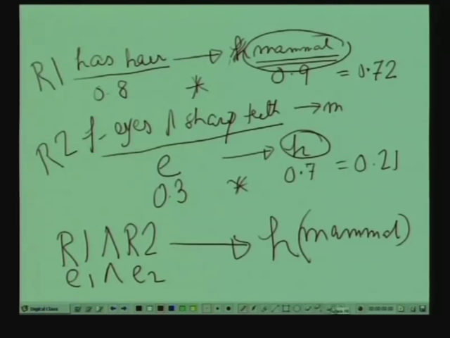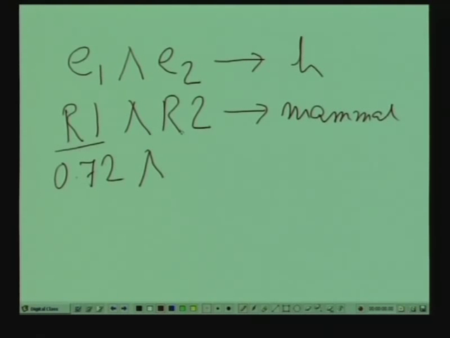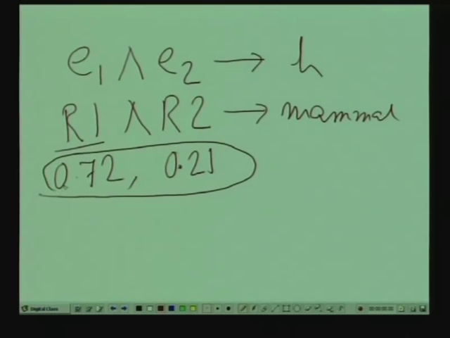So the same thing can be applied with combining these rules, which is the same as looking at it as E1 and E2 leading to H, or both R1 and R2 leading to mammal. This came up with 0.72, and this came with 0.21. Now how do I combine these two rules?